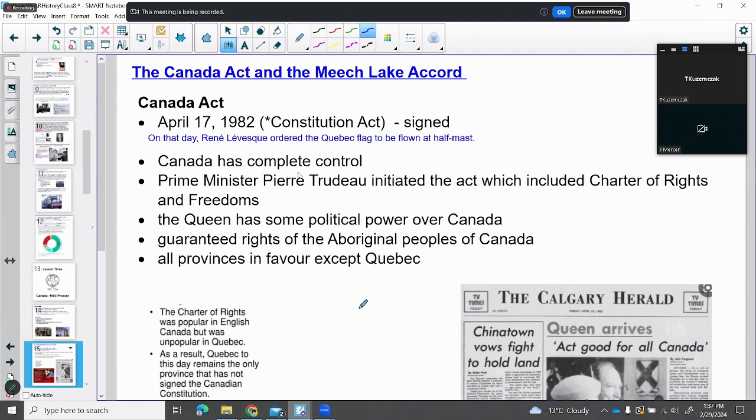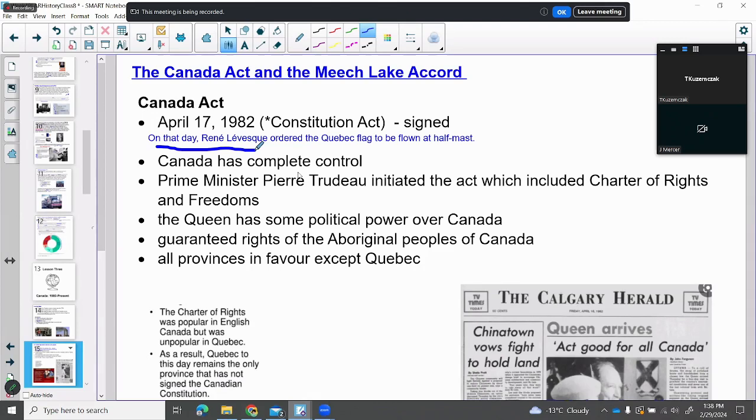Okay, so in lesson 3, this is again, as I mentioned, in 1982, April 17th, 1982, the Constitution Act was signed. Interestingly enough, on that day, Rene Levesque ordered the Quebec flag to be flown at half-mast. Okay, so this was the time that Canadians took full control over their constitution, which meant that it gave them more sovereignty as a country, so control over their realm or nation.